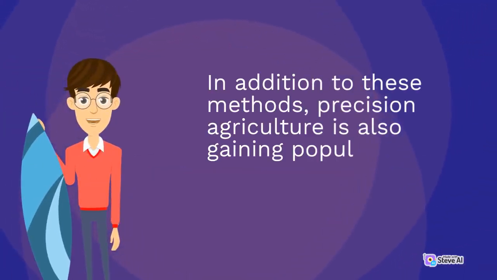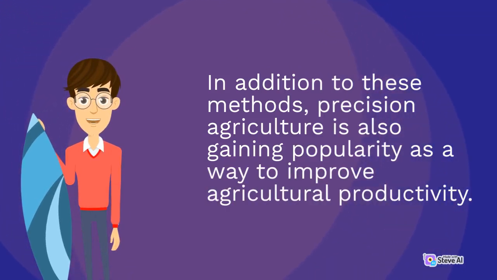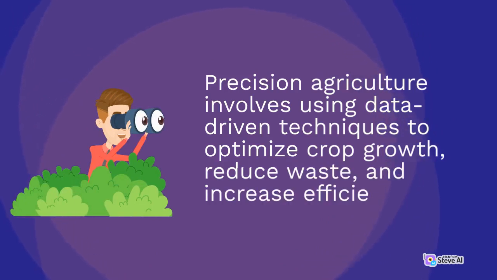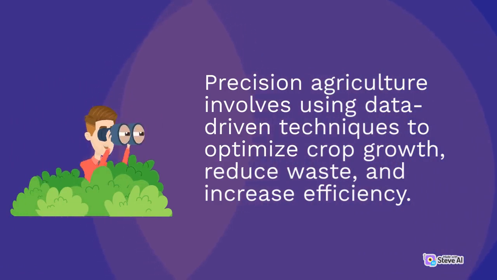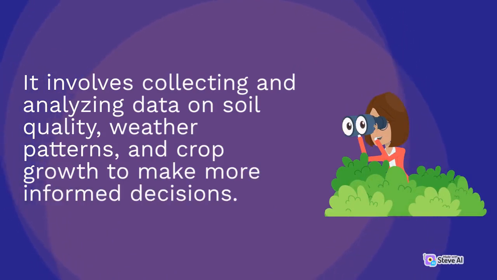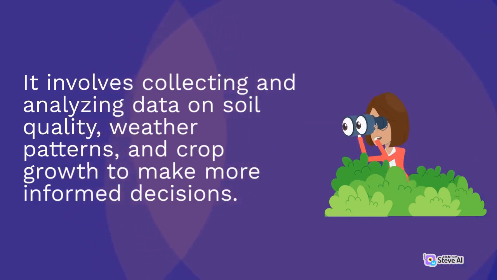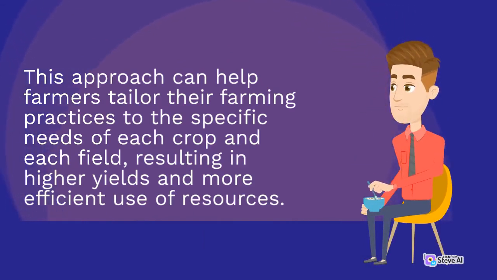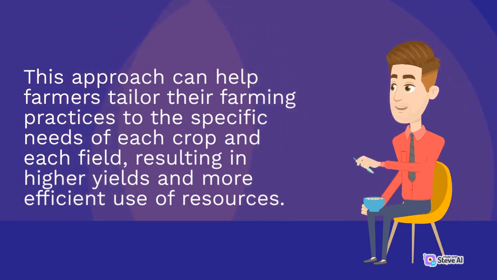In addition to these methods, precision agriculture is also gaining popularity as a way to improve agricultural productivity. Precision agriculture involves using data-driven techniques to optimize crop growth, reduce waste, and increase efficiency. It involves collecting and analyzing data on soil quality, weather patterns, and crop growth to make more informed decisions. This approach can help farmers tailor their farming practices to the specific needs of each crop and each field, resulting in higher yields and more efficient use of resources.